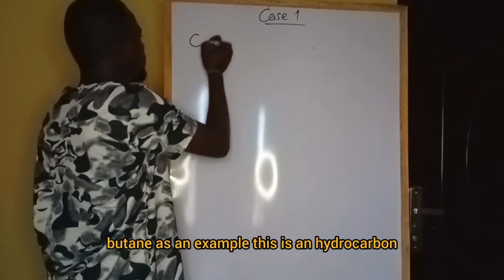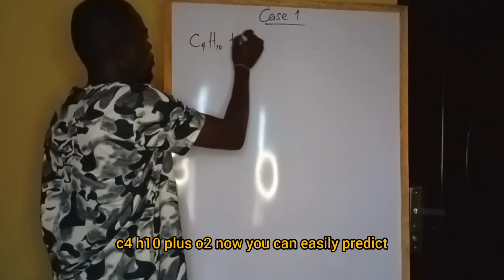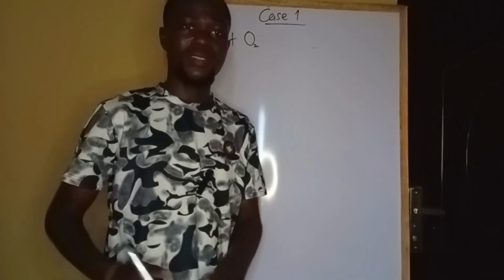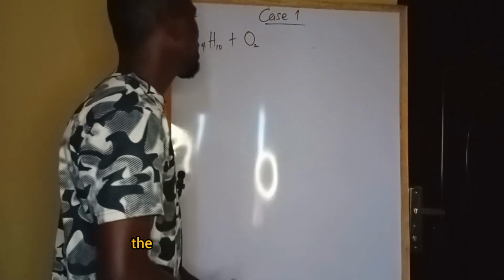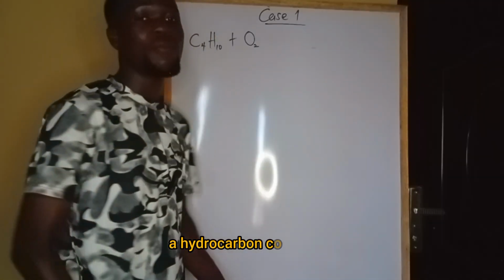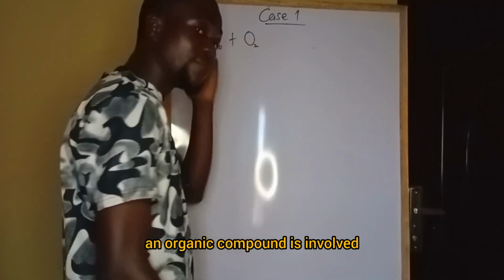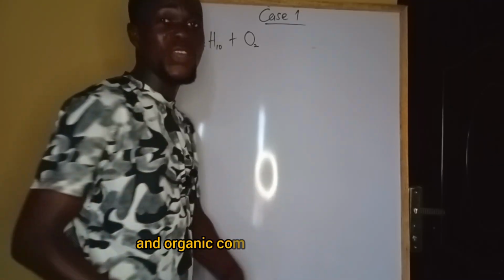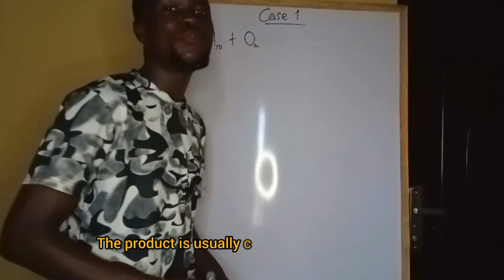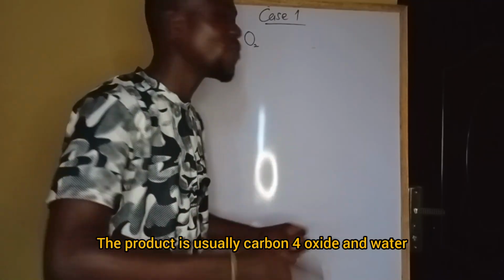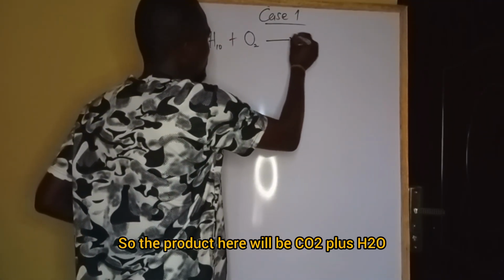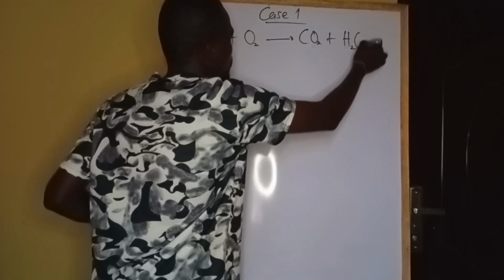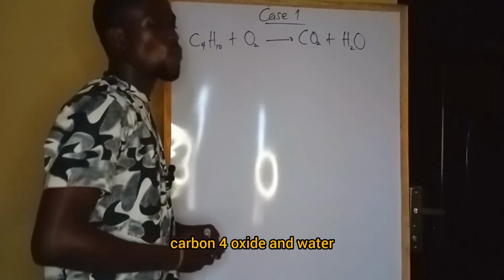This is a hydrocarbon, C4H10 plus O2. Now you can easily predict the product of a combustion reaction. In any combustion reaction where a hydrocarbon compound or organic compound is involved, the hydrocarbon being a compound of carbon and hydrogen, the product is usually carbon dioxide and water. So the product here will be CO2 plus H2O, carbon dioxide and water.